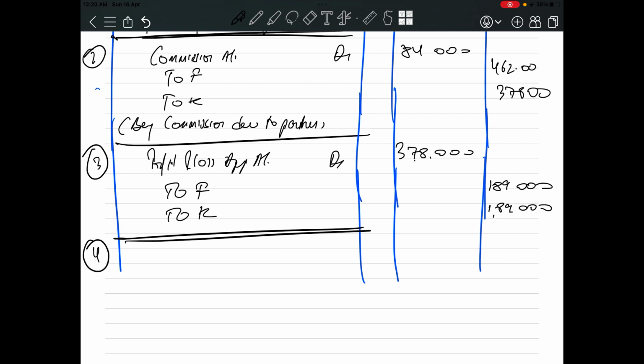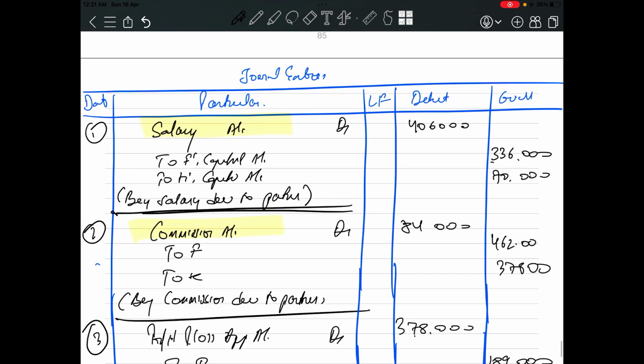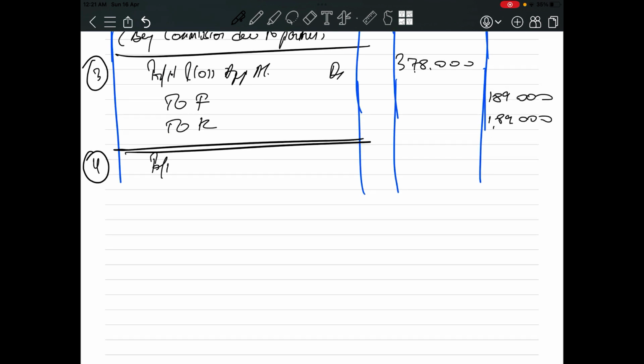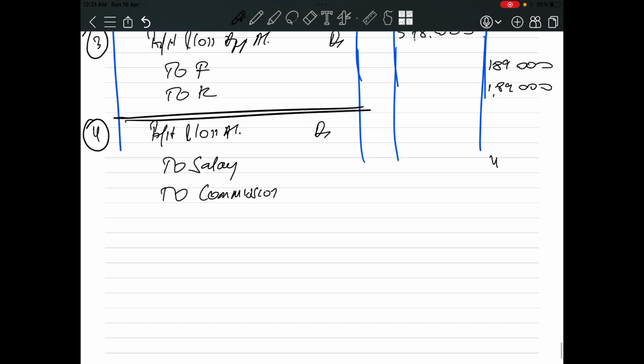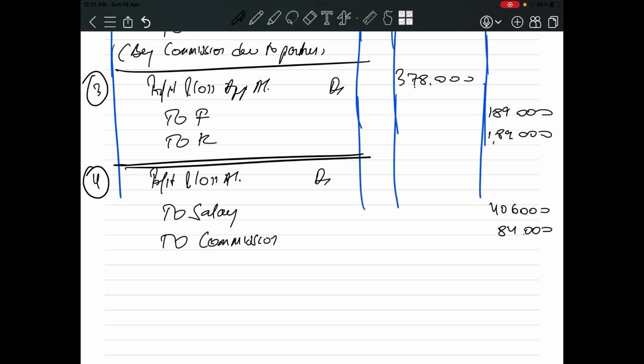Now I have told you that salaries and commission are nominal accounts, so the salary and commission accounts have to be closed at the year end. We will transfer this to P&L account. How will we close it? If salary is debited, we will credit it. If commission is debited, we will credit it. Where will we transfer it to? Profit and loss account debit to salary, to commission. So 4,06,000 and 84,000. The total is 4,90,000.